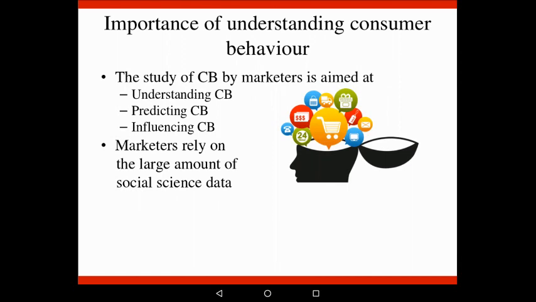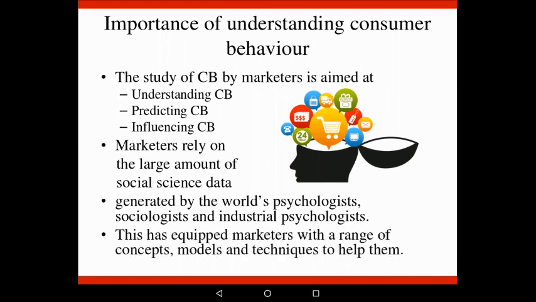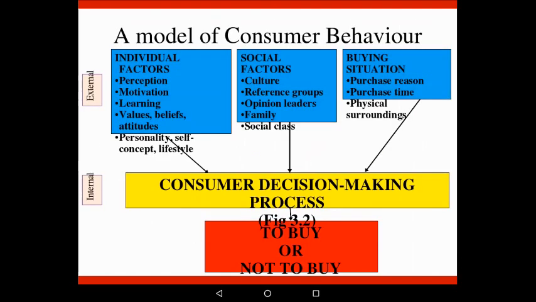Okay, so marketers rely on a large amount of social science data, information that's generated by psychologists, sociologists, and industrial psychologists. It's data that they gather, which marketers then use to try and understand consumers. This information equips marketers with a range of concepts, models, and techniques to help them, because sociology and psychology have developed various techniques to help them understand people's behavior. Now, marketers just borrow from psychologists and sociologists. They even borrow some of their models, and then they apply them to consumers.